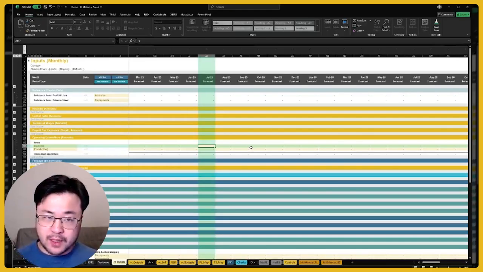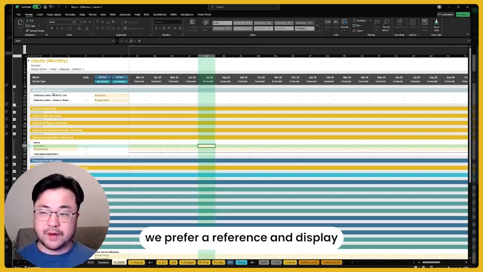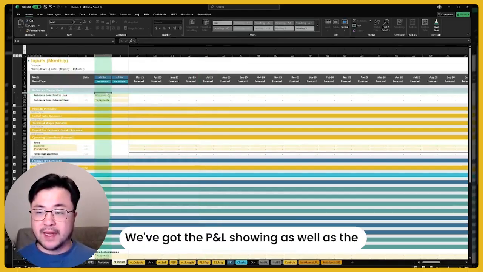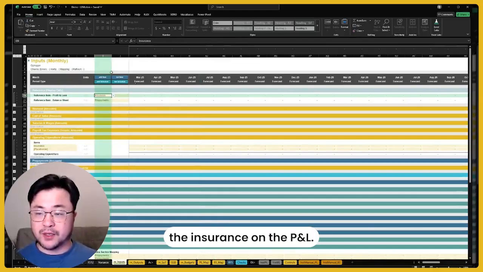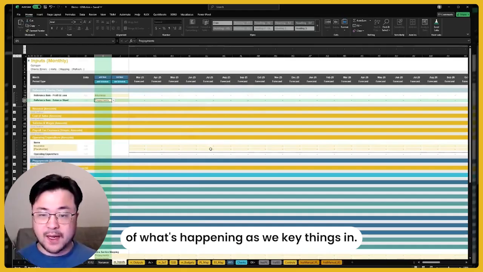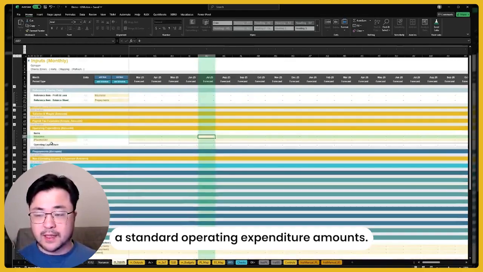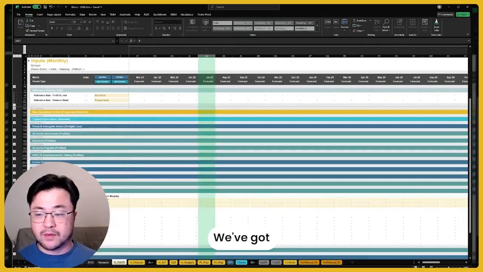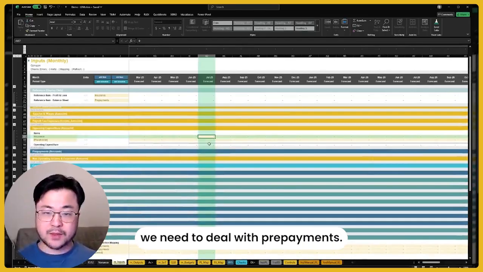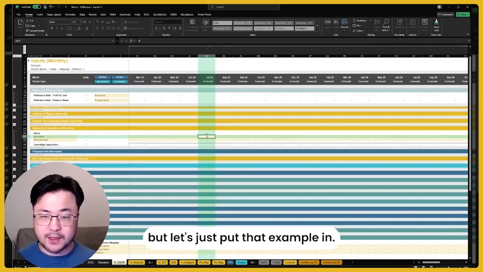On the P&L side, we've got ourselves set up here. Just before we get into it, for our reference, we've got the P&L showing the insurance, as well as the prepayments on the balance sheet, just to give us a bit of a clue of what's happening as we key things in. We've got our standard operating expenditure amounts and other balance sheet item movements, and we've got those two ready to go because those are the ones we need to deal with prepayments.